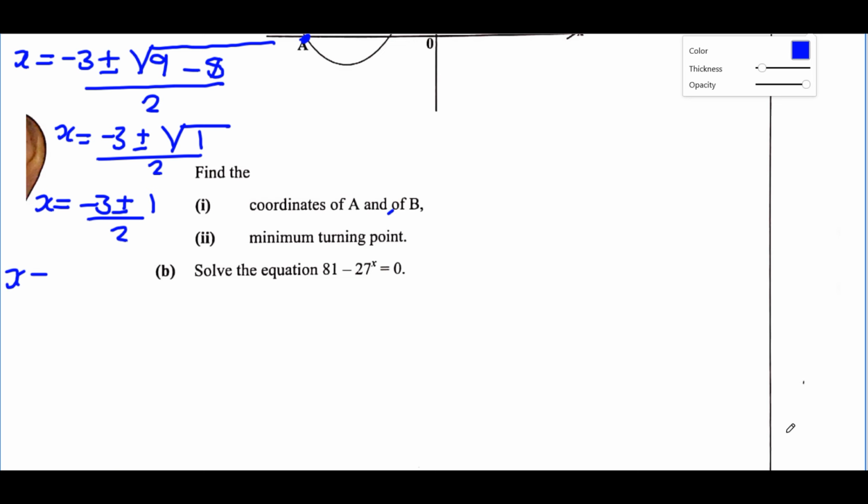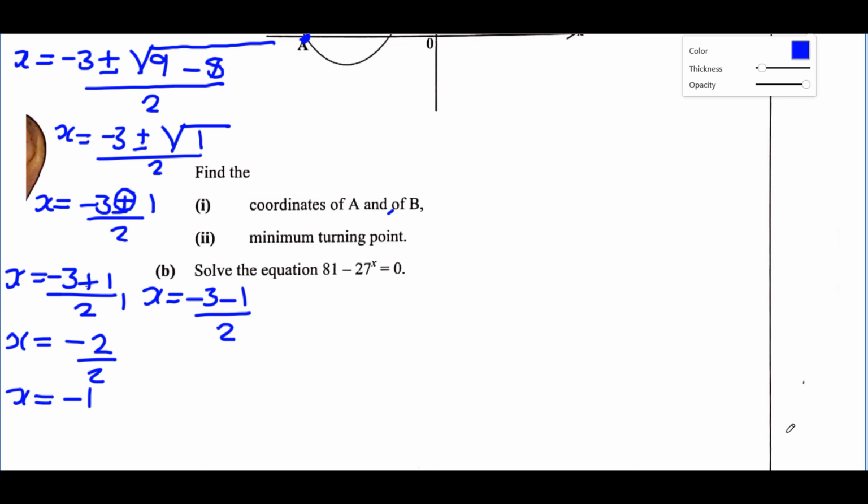So you say x, the first value will have plus, so we say x is equal to minus 3 plus 1 over 2. The other one will be x is equal to minus 3 minus 1 over 2. Then at this point, we are going to have negative 3 plus 1. We know that we have to subtract, so we have negative 2 over 2. So the first value is negative 1. Then this will be negative 4. Same signs we add. So this will give us negative 2.